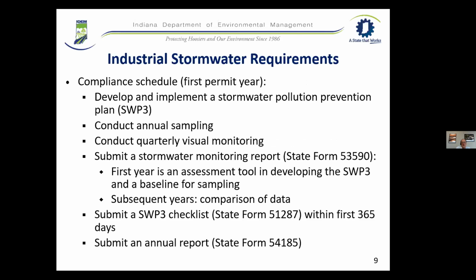Talk a little bit about compliance schedules. So you get your NOI. We do issue a notice of sufficiency letter. That notice of sufficiency, all it does is establish the dates of your permit and give you some basic information about the permit coverage. But basically, once you submit that NOI, you should start the process of implementing your permit, which all the details are contained in 327 IAC 15-6.